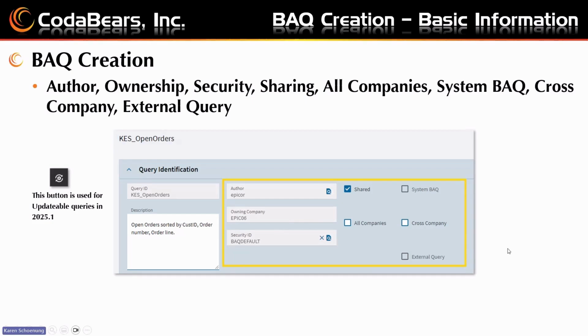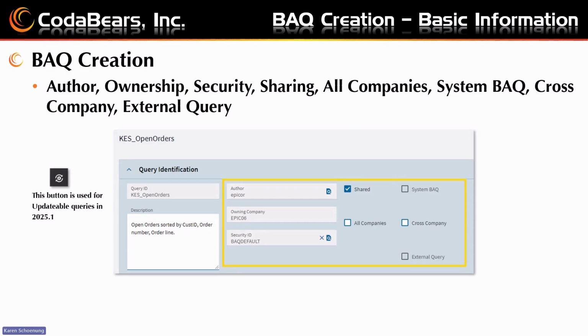The shared checkbox indicates whether this query is available to all users within the current company that have the needed security. If you don't select this checkbox, the author is the only user who can use this business activity query. All companies controls whether the current BAQ definition is visible to all companies on the same database server. A system BAQ indicates whether the current BAQ was installed by Epicor when the Epicor ERP application was created. If the BAQ is a system BAQ, you cannot make changes to it. You would have to copy it and then make changes if you wish to.